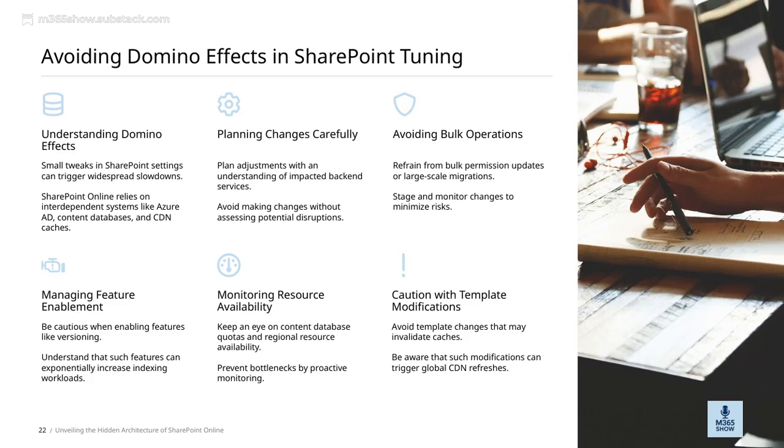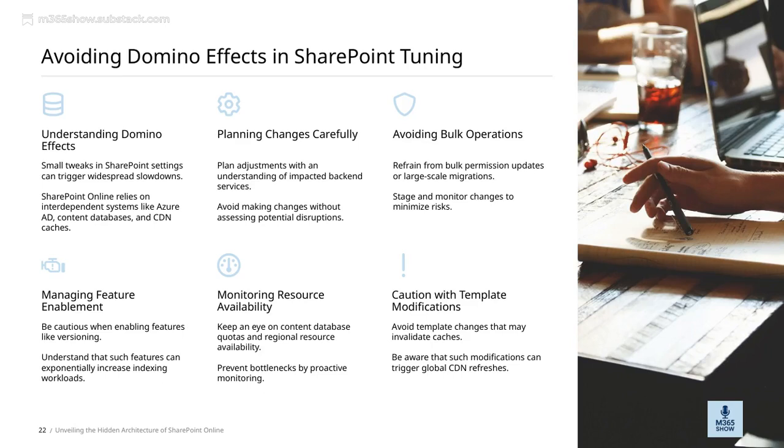Another important point is managing feature enablement carefully. Features like versioning are powerful, but they can exponentially increase indexing workloads if not used thoughtfully. So, understand the implications before turning on such features. Avoid bulk permission updates or large-scale migrations all at once. Instead, stage these changes carefully and monitor their impact to minimize risks. Large operations can easily cause disruptions if not managed properly.